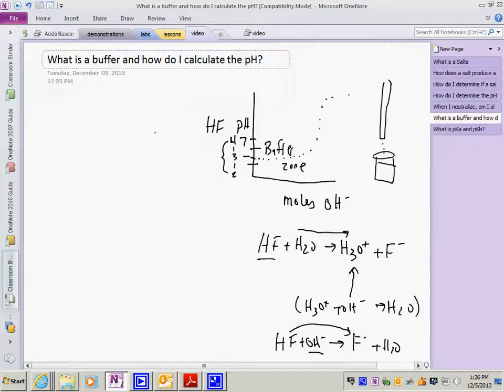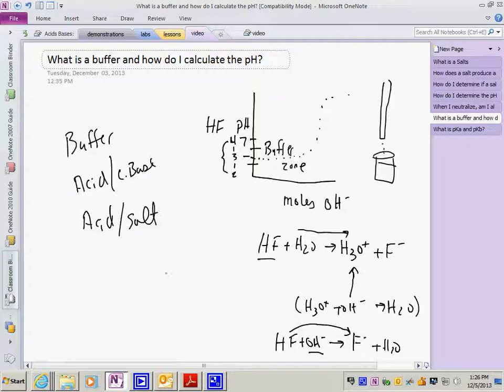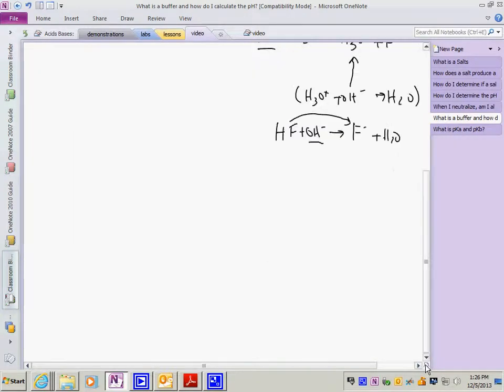So kind of recap this a little bit. A buffer is any time you have an acid and you have its conjugate base present. Usually it'd be described as an acid and its salt. Calculating the pH of this thing, any buffer solution, it works just like a lot of our other calculations.